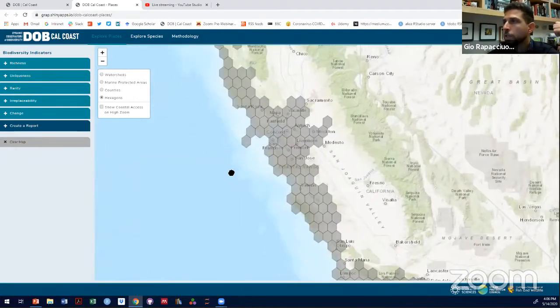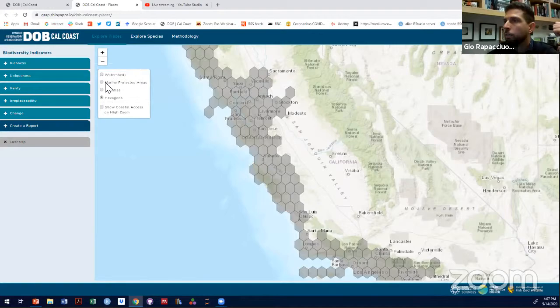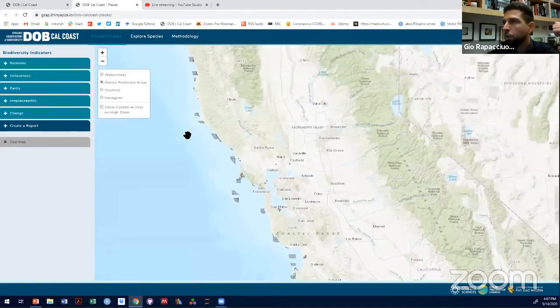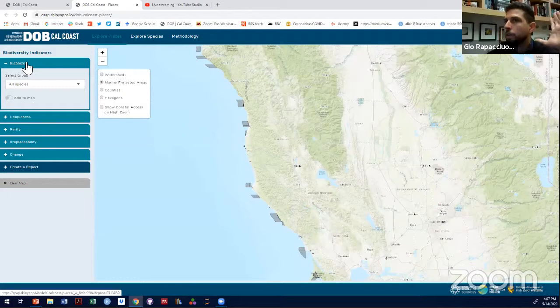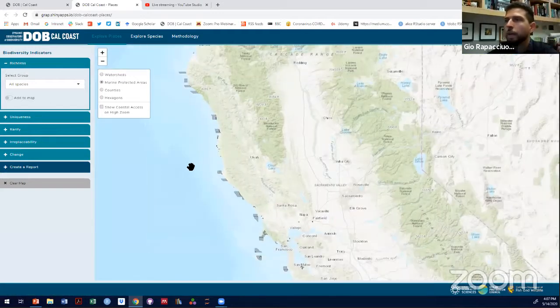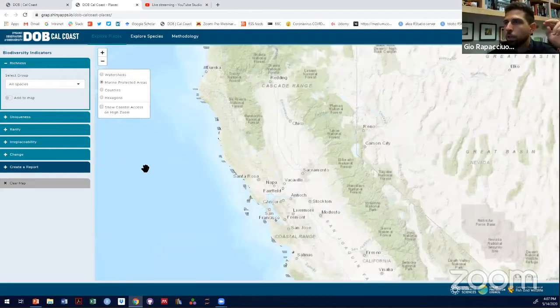So today, we can have a look at MPAs, for example. I'm not going to go in detail into what the different indicators are, but you know, species richness is fairly self-explanatory. It's an estimate of the number of species that are there. But I'll show you a little bit how to navigate this.